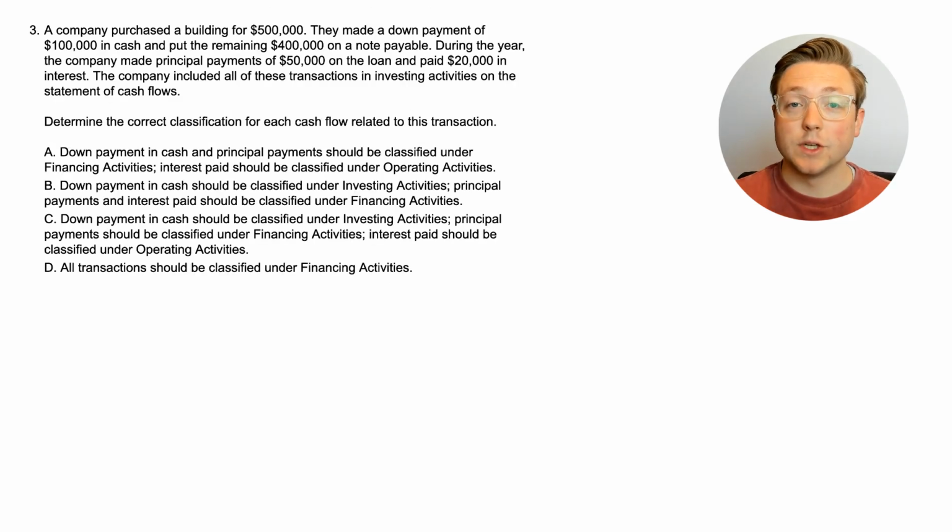All right, here we are at question 3. A company purchased a building for $500,000. They made a down payment of $100,000 in cash and put the remaining $400,000 on a note payable. During the year, the company made principal payments of $50,000 on the loan and paid $20,000 in interest. The company included all of these transactions in investing activities on the statement of cash flows. Determine the correct classification for each cash flow related to this transaction.